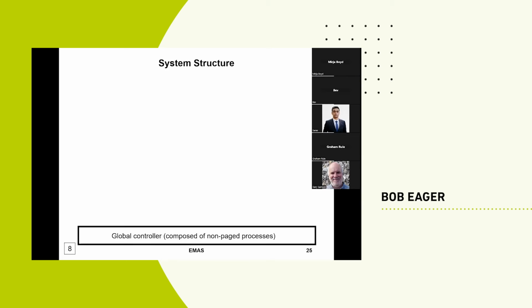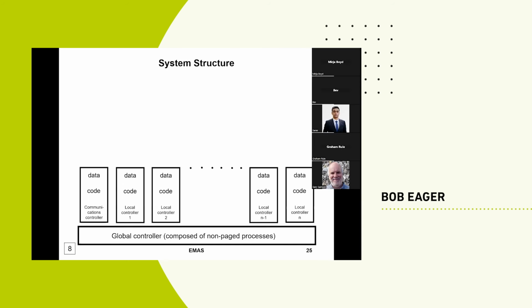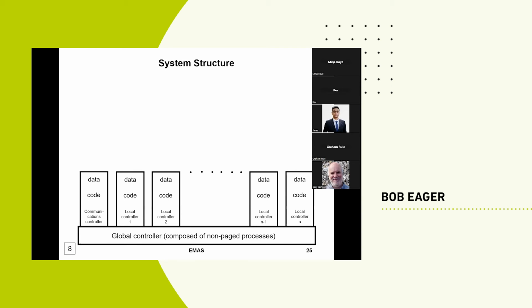So I'm now going to show you the system structure, and hopefully this will make it a bit clearer what actually happened before I go on to the last part, which is possibly more interesting. So at the bottom there, you have the global controller. This is your system kernel, if you like, all the device drivers, all the processes that are not paged. And above that, you have a whole series of local controllers, one for each process. And on the left there is a special local controller called the communications controller. I'll come back to that.